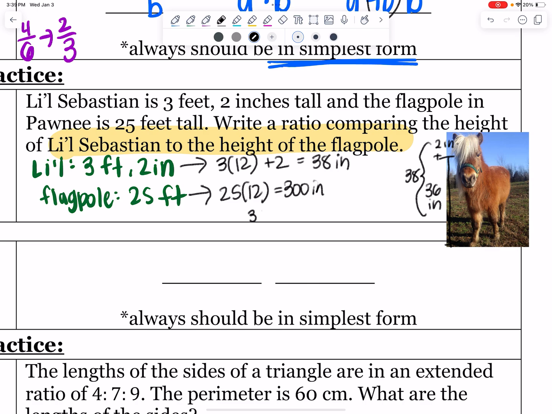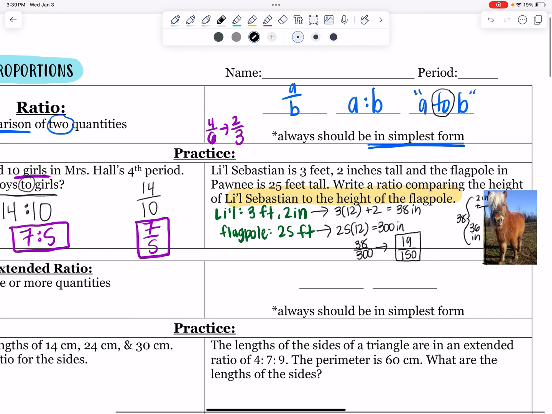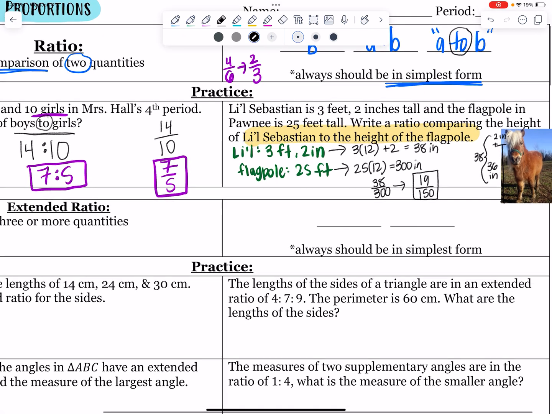So that's going to be 38 over 300. You could also do this as 38 colon 300, which simplifies to 19, I believe, 19 over 150. So for every 19 inches that Lil Sebastian stands, the flagpole stands 150. So again, you could have done this with the colons instead of the fraction symbol if you want.